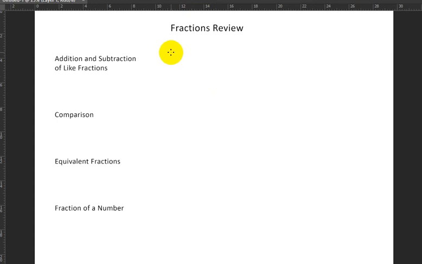A reminder of what like fractions are. Like fractions have the same denominator, so then the same number on the bottom. So let's say 3/4 plus 2/4, right? These two fractions both have 4 as the denominator.